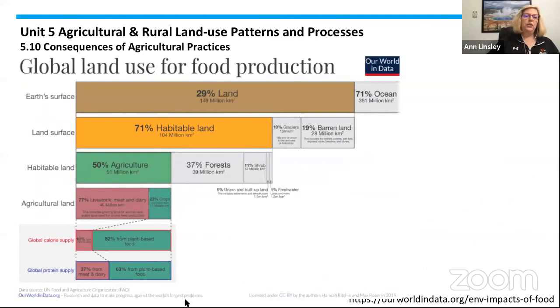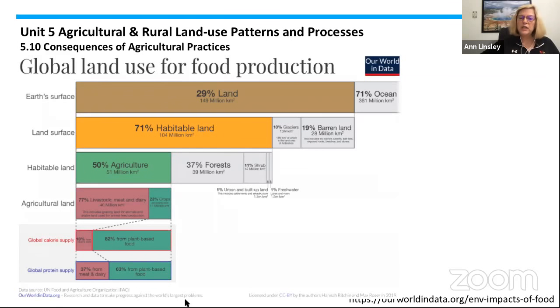In the agricultural unit, we start to look at how our agricultural practices have consequences in our global use of the land for food production. We see that we're using what little land we have: 29% of the Earth is land, that's all we've got. And 71% of that is habitable. Of that 71%, 50% is used for agriculture. And then it starts being partitioned down and down depending upon what type of agriculture we're using. So we're using an awful lot of land to feed our population, and that's going to have consequences.